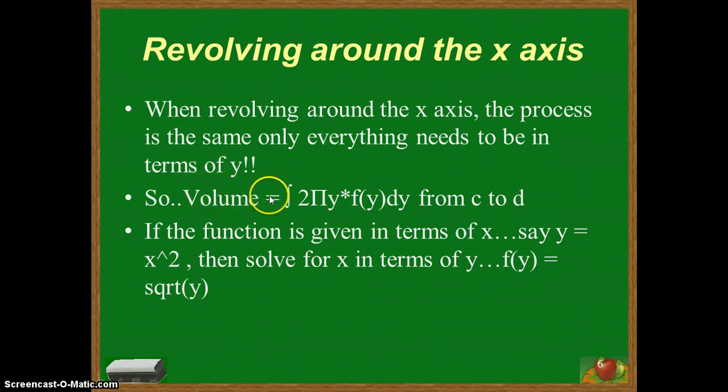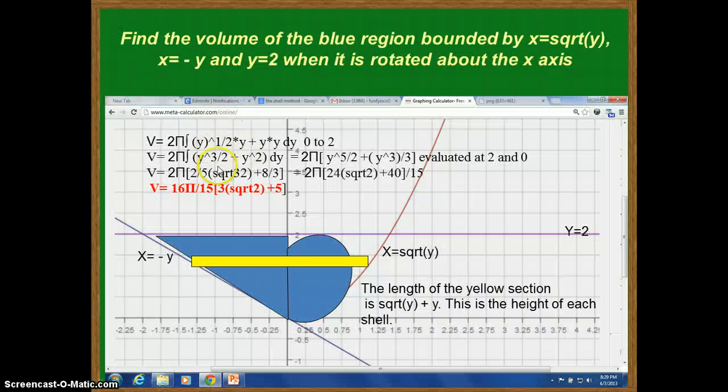So our volume formula just becomes the integral of 2 pi times the radius of rotation, I'm sorry, the axis of rotation y. F of y, again, would be the height of the shell, dy the thickness of the shell, and we're going from C to D. I've already said this, if the function is given in terms of x, solve for x in terms of y. And here's a sample problem.